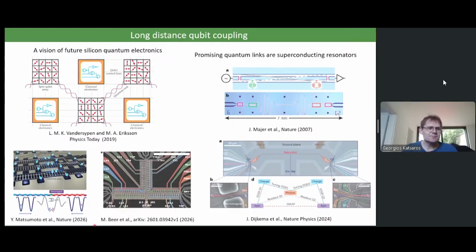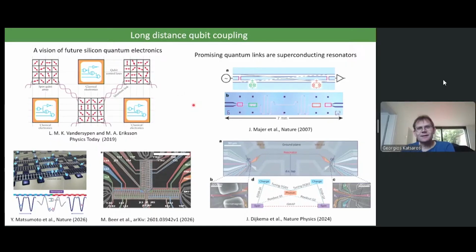Another idea which has become rather popular recently is to do shuttling. So practically you physically move the spin from one position to the other. You would take this spin and move it to another quantum dot, which would be located several hundreds of microns away.